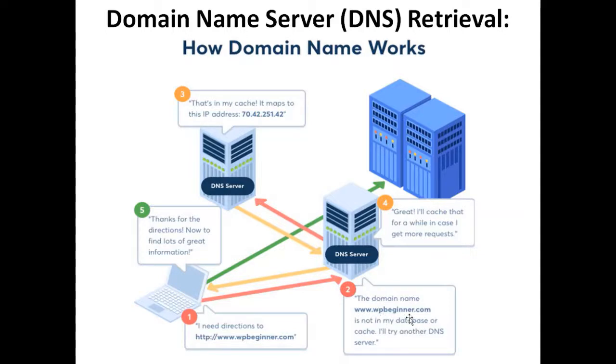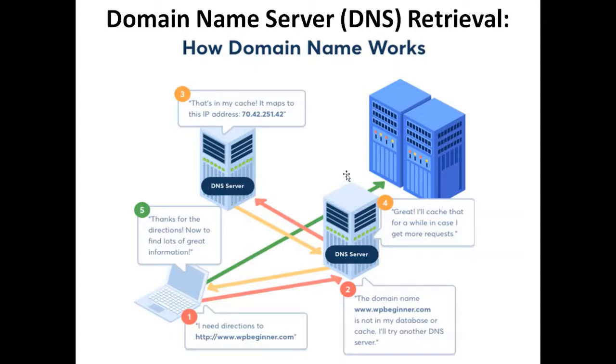The domain name wpbeginner.com is not in my database. I'll try another. So if it is not found on the one DNS server, well, there are billions and billions of websites on the internet. So one single domain name server cannot store the DNS listing for all the websites. So there are multiple servers in each and every region. In each and every domain there is a separate DNS server.